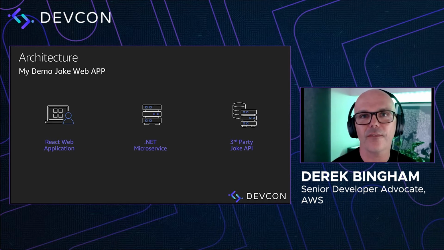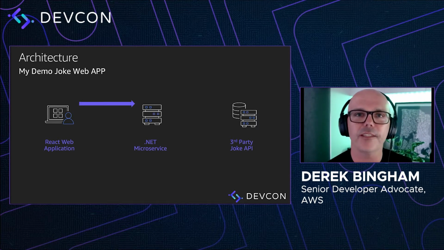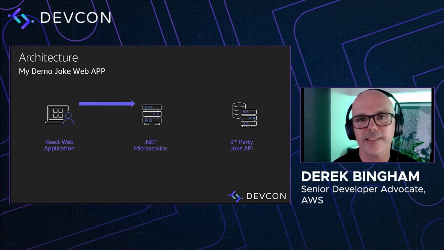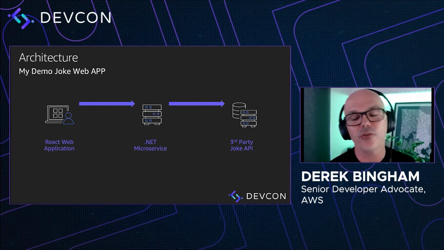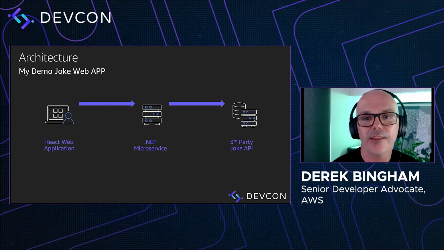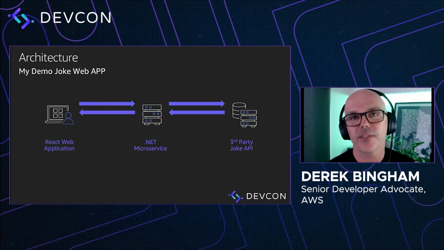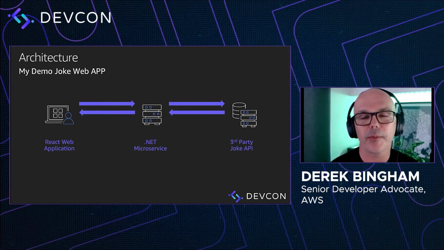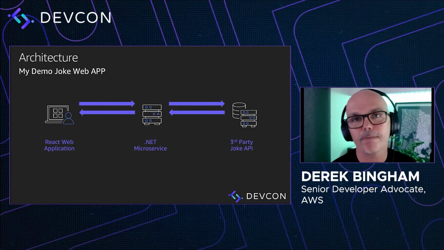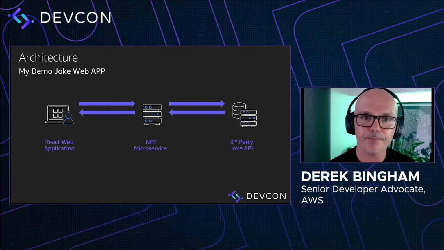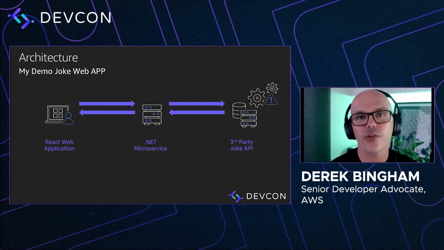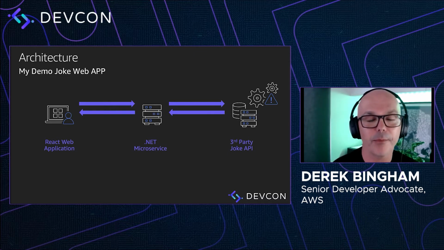So the architecture of this application is the React web app makes a call to the .NET microservice, which then proxies that call into the third-party joke API. Simple. The third-party joke API returns a response to the microservice, which then proxies it back to the React web application, which renders the joke and the punchline. But what happens if the third-party joke API starts to have a problem, starts to have a component failure?